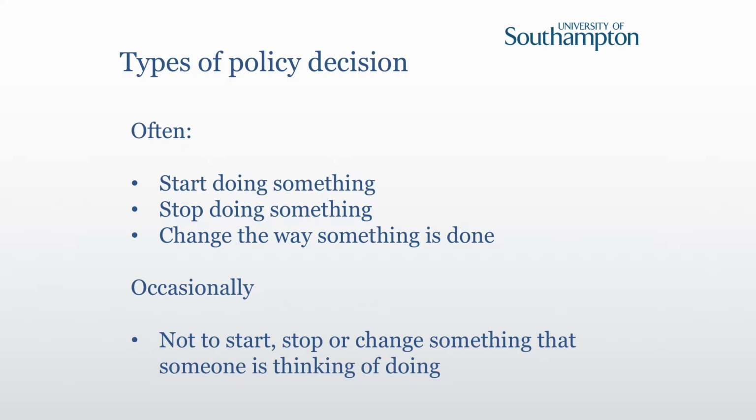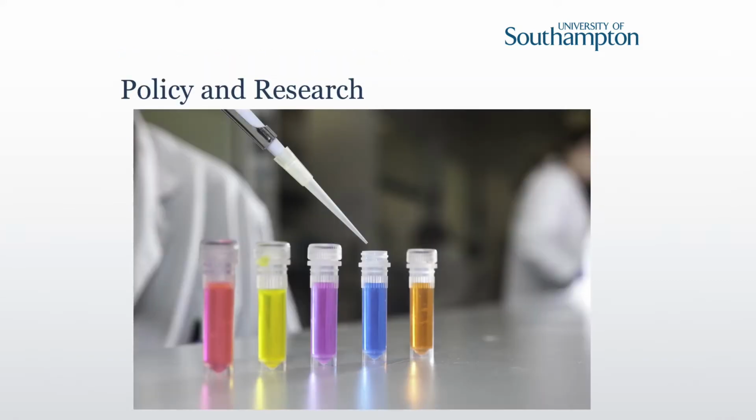Policy decisions are often the ones on the board. They're about starting things, or they're about stopping things, or they're about changing things, or they're actively deciding not to start or stop or change something. That's the kind of decisions that people are making all the time in policy, in government.